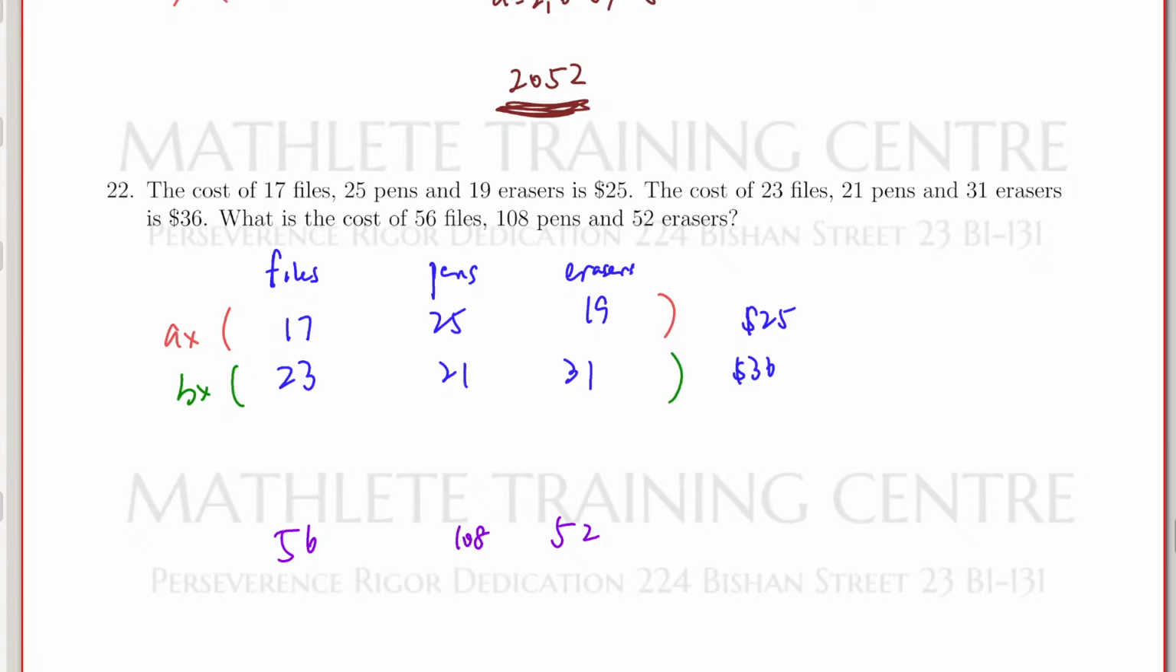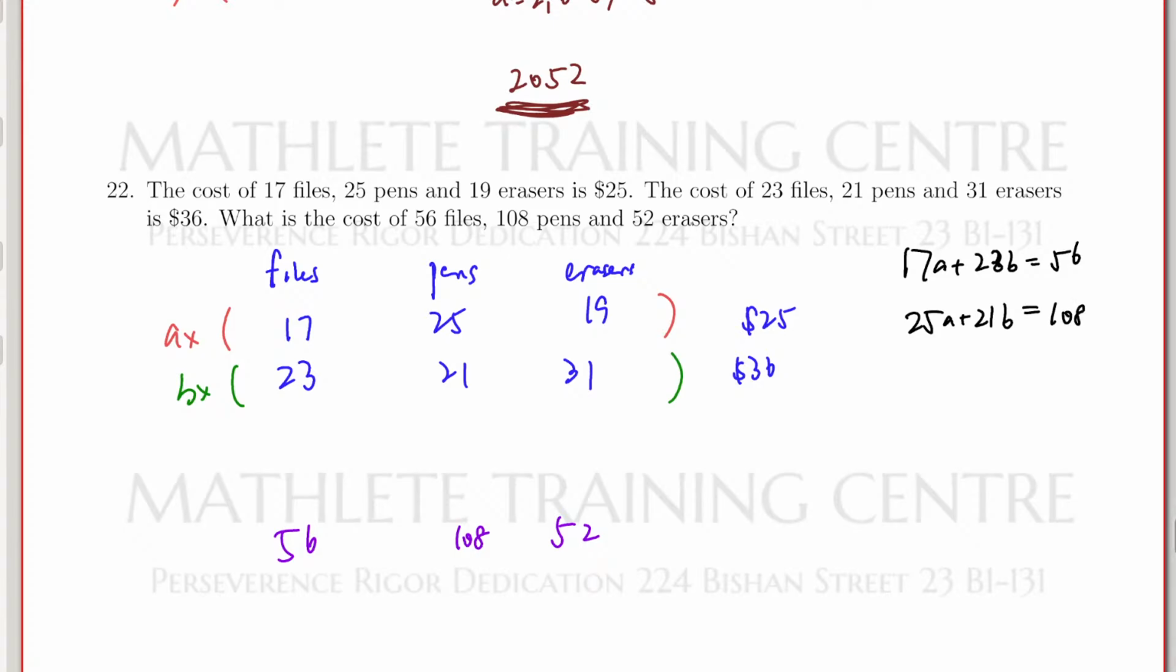Now what we can see is that somehow 17 times A together with 23 times B must give you 56. Okay, let's write it down: 17A + 23B = 56. Then for the next one, A times 25 plus B times 21 should give you 108, right? Let's write it down as well: 25A + 21B = 108.